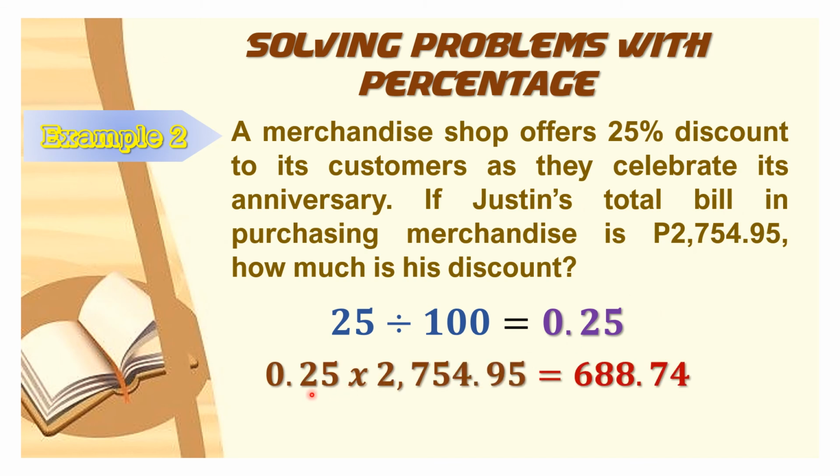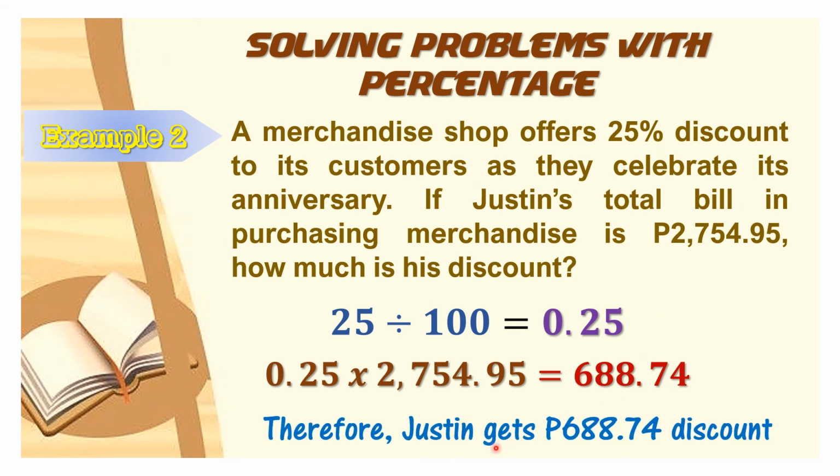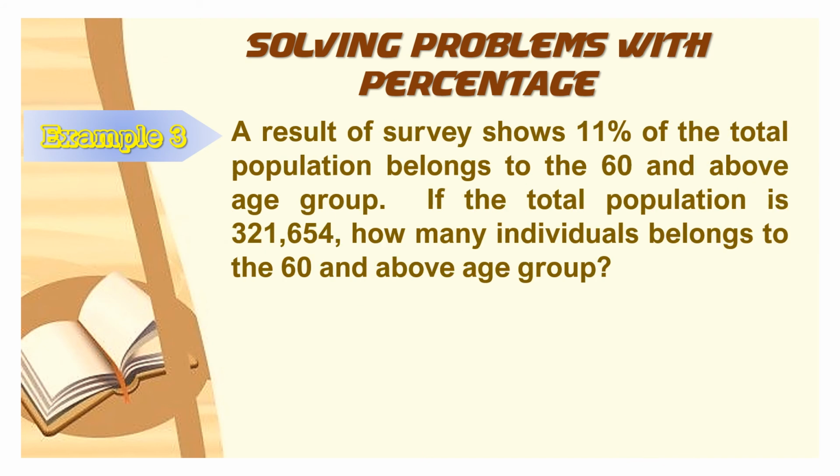Then this decimal value, we have to multiply to the total bill of Justine. So we have 0.25 times 2,754.95. Then their product is equal to 688.74. And therefore, Justine gets 688 pesos and 74 centavos discount. So that's the answer.